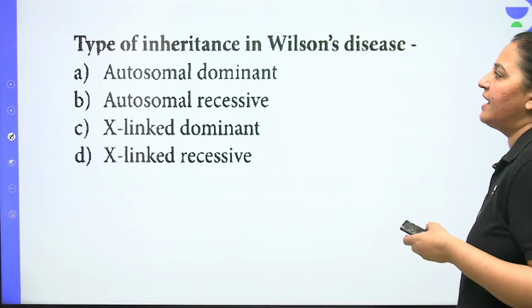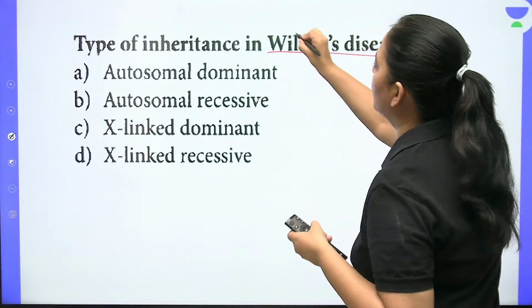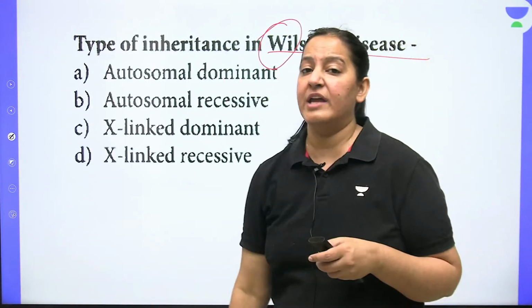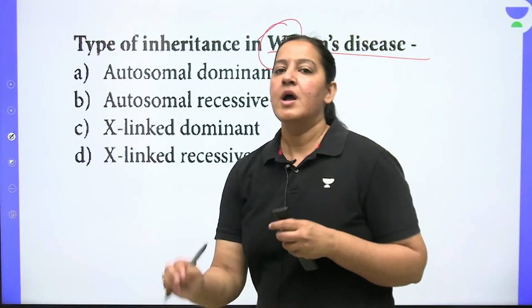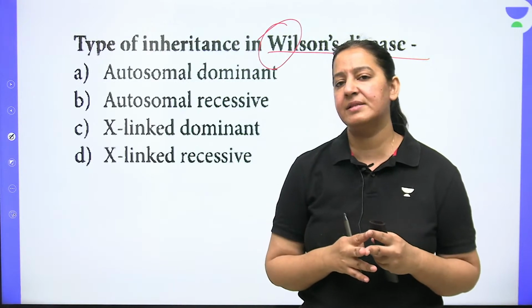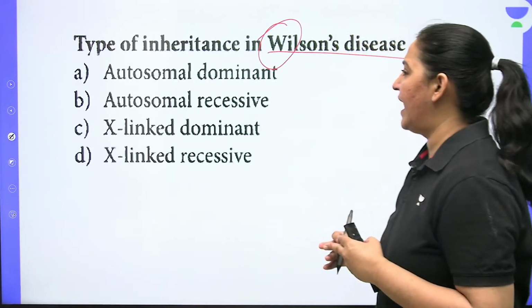The next question is inheritance in Wilson. You tell me where W is coming. Wilson is W. In which mnemonic is W coming? Apply all 4, 5 mnemonics, whatever I have given you. Apply all 5 mnemonics. Who will tell me the correct answer now? Who will tell me what is the type of inheritance in Wilson?